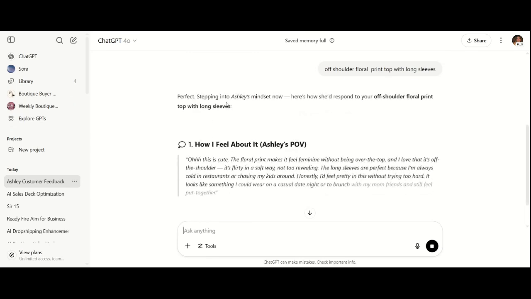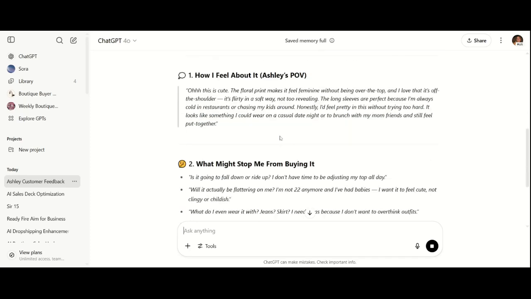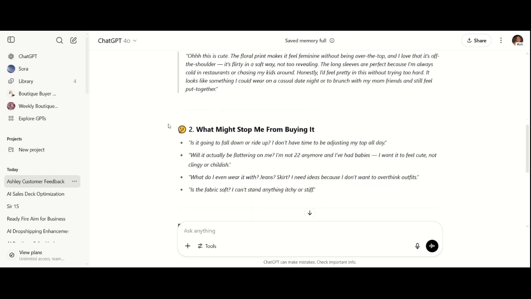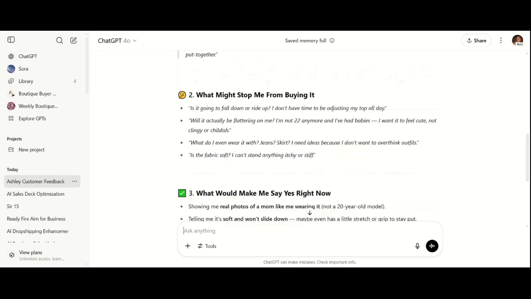Okay, perfect. Stepping into Ashley's mindset now. Here's how she'd respond. Oh, this is cute. Okay, it makes me feel feminine. I love that it's off shoulder. Long sleeves are perfect. I'm always cold chasing my kids around. Honestly, I feel pretty in this without trying too hard. It looks like something I could wear on a casual date night or to brunch with my mom friends and still feel put together. However, this could stop me from buying it.